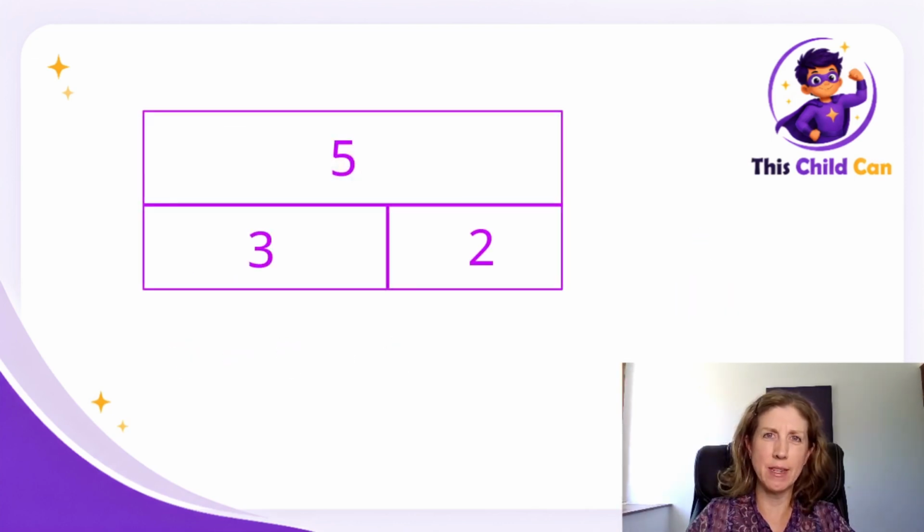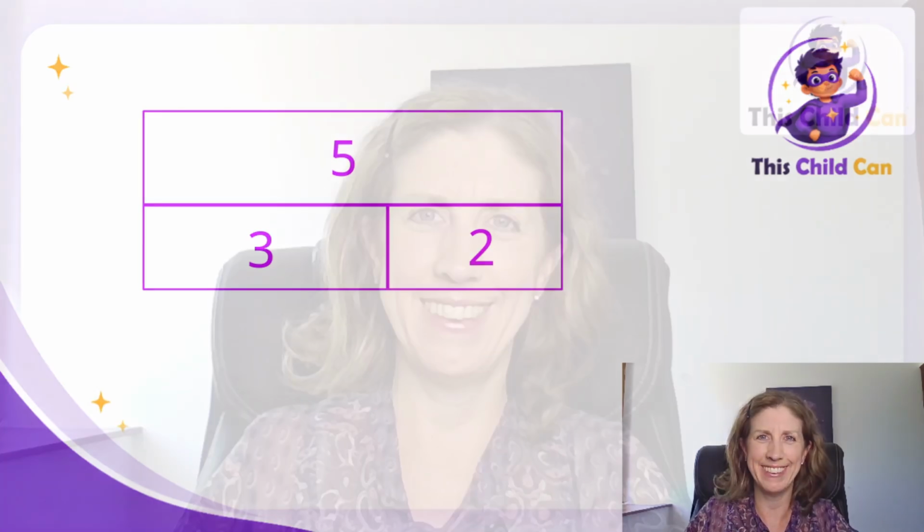Now, if you want to check for understanding, you could show a bar model like this, and then you could ask your child, which numbers are the parts? Which number is the whole? Can you make all 4 number facts from this bar model? And importantly, how do you know? It's important to focus on the explanations rather than a quick answer.